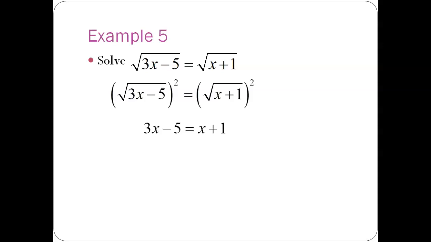And now we can solve for x. So we can subtract x from both sides, get 2x, add 5 to both sides, and get 6 on the right. So we have 2x equals 6. Then we can divide both sides by 2 and get x equals 3. So x equals 3 is our answer here.